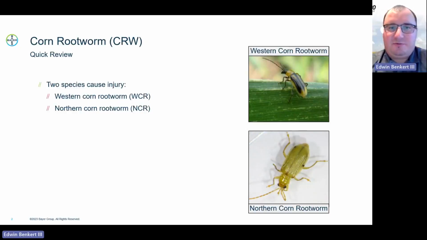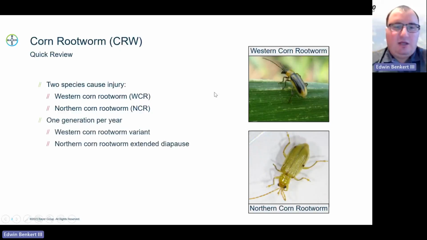Perfect. So before we get into SmartStax PRO, I thought it's a good idea to quickly review corn rootworm, just to make sure we're all on the same page. There are two species that cause injury to corn that we're most concerned about. The first one is the western corn rootworm, which are the yellow beetles with the black striping. You can see that here on the right. And the second species is the northern corn rootworm, which are tan when they first come out of the soil, but then they take on almost an emerald green color after they feed on the corn leaf tissue. Both species are very similar in their life cycle.